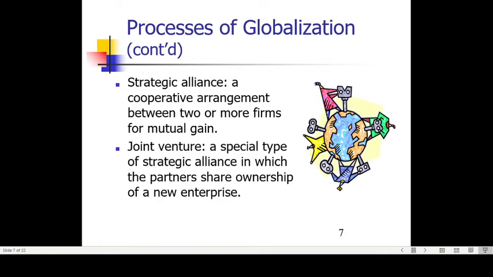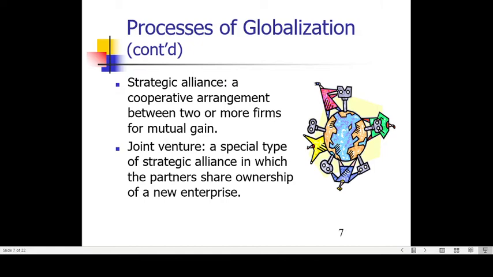Okay, strategic alliance. Okay, this is a cooperative arrangement between two or more firms in mutual gain. Example, no, strategic alliance, no? Si Petron at saka si Phoenix, they are strategically alliance with each other. Paano ko nasabi? Kasi kapag nawawala ng product si Petron, ay si Phoenix, pwede siya kumuha ng gas kay Petron. So, these are arrangement between two big firms for mutual gains, no?